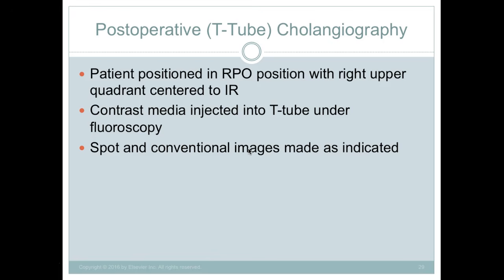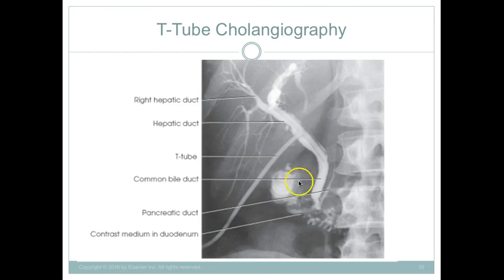The patient is positioned in the RPO with the right upper quadrant centered to the IR. The contrast is injected through the T-tube under fluoro, and we take spot films as indicated or needed. So you can see here, we've got your T-tube coming in right here. You can see how it's the shape of a T. You have your right hepatic, here's your left, and coming into your hepatic duct, your common hepatic. And you can see the pancreatic duct right there. So this is your common bile duct here.